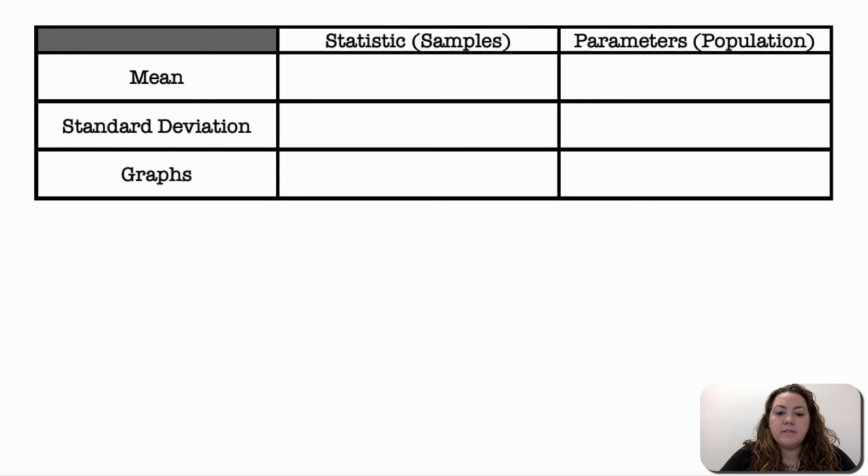All right, some symbols that you need to know, like the notation. For a statistic, when we're working with a sample, the mean, we use x bar. We use S, sometimes S with a little subscript X, SX, for the standard deviation. And then graphs would be box plots or histograms. So when we're working with a sample, we're doing a sample statistic.